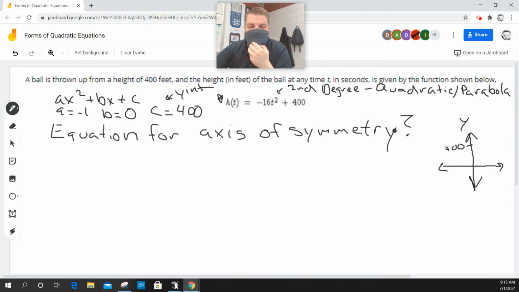The zeros on this bad boy will probably be, I don't know, 16, whatever 16 goes into 40. No, it's divisible. I don't know. We'll figure that out in a second.